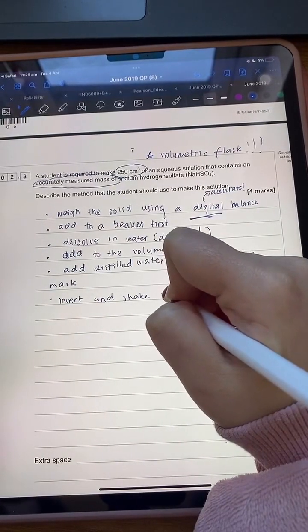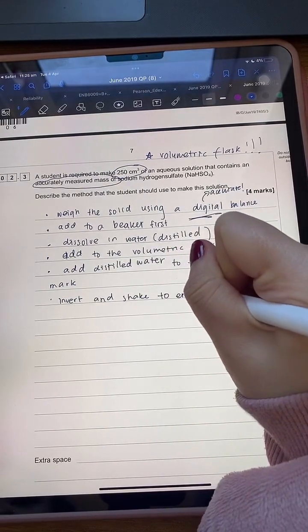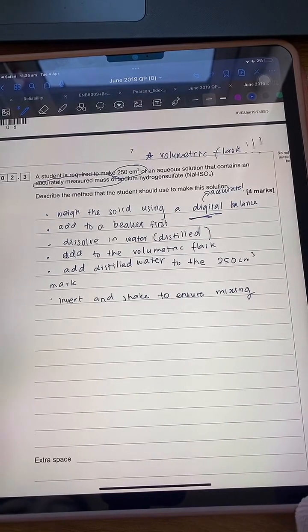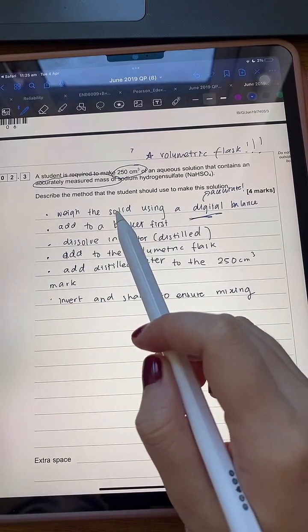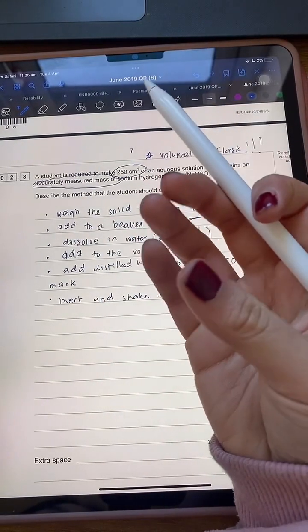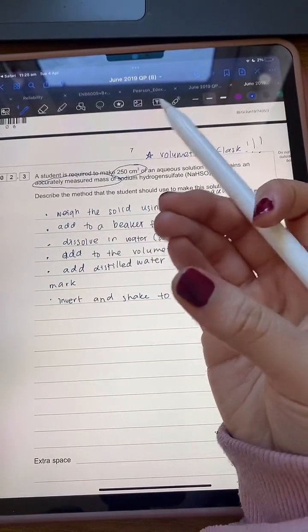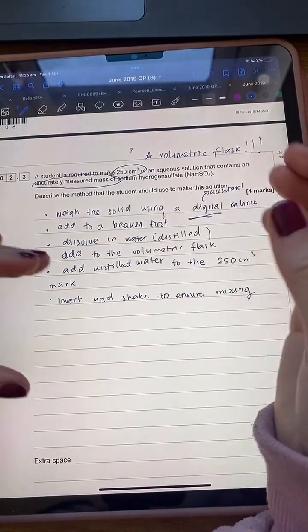That's what you can say for a 4 marker. If it's a 6 marker, then you can go a little bit more in depth. You can talk about weighing the solid a little bit more in depth. So you can use the weighing boat, or you can use a crucible. You can measure the mass of the crucible first, add the solid, measure the mass with the crucible, and then after you get rid of it, measure the crucible again, and then see the changes in masses.